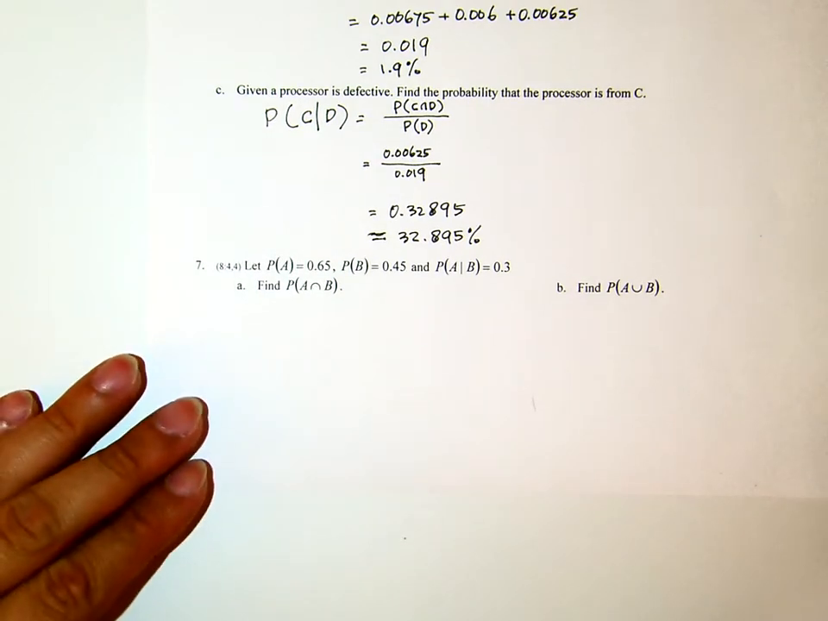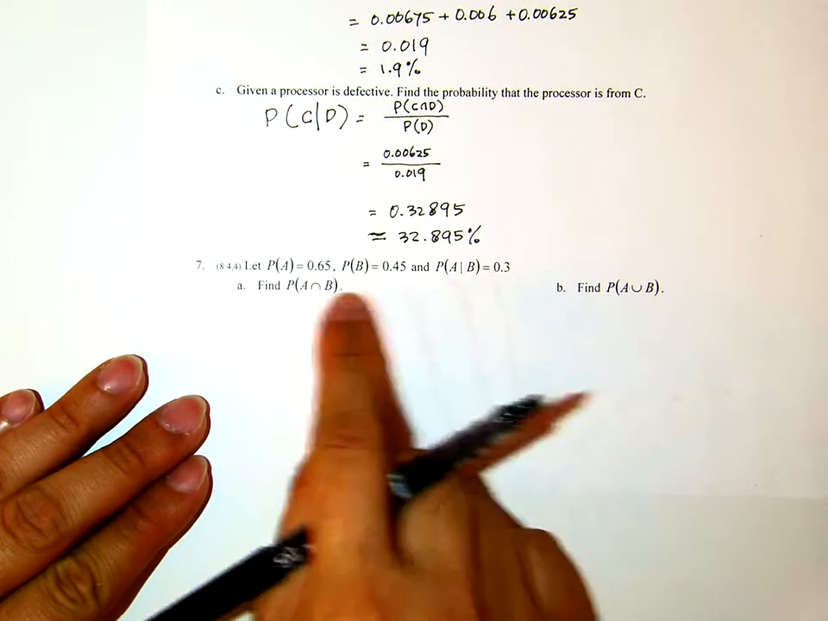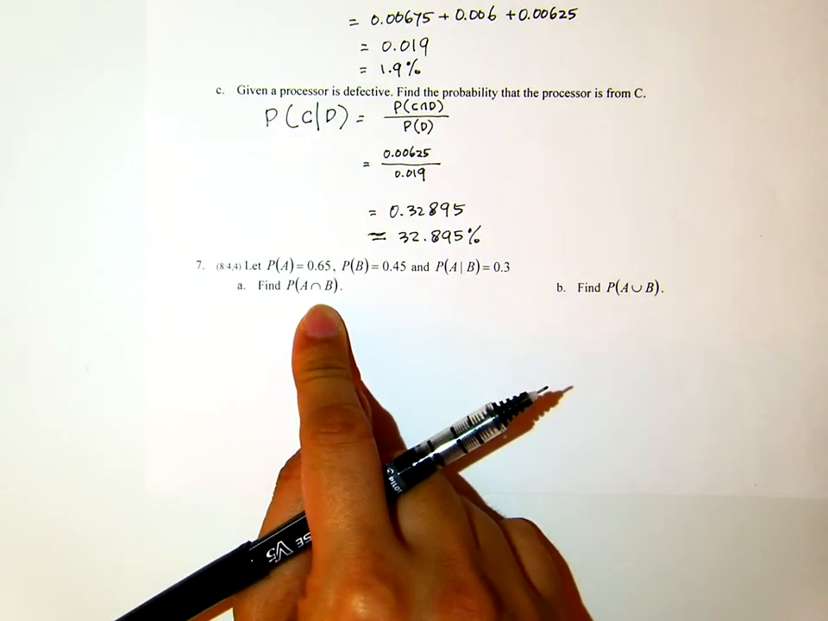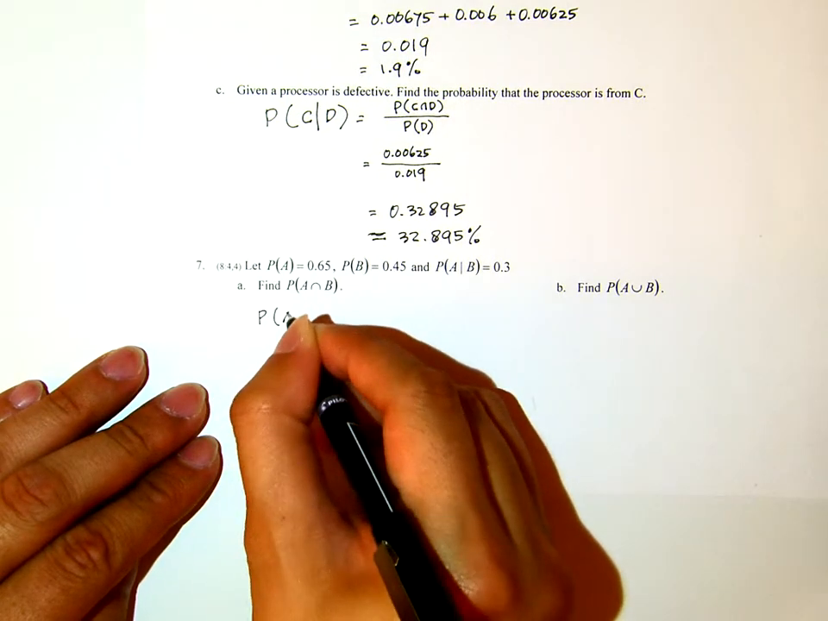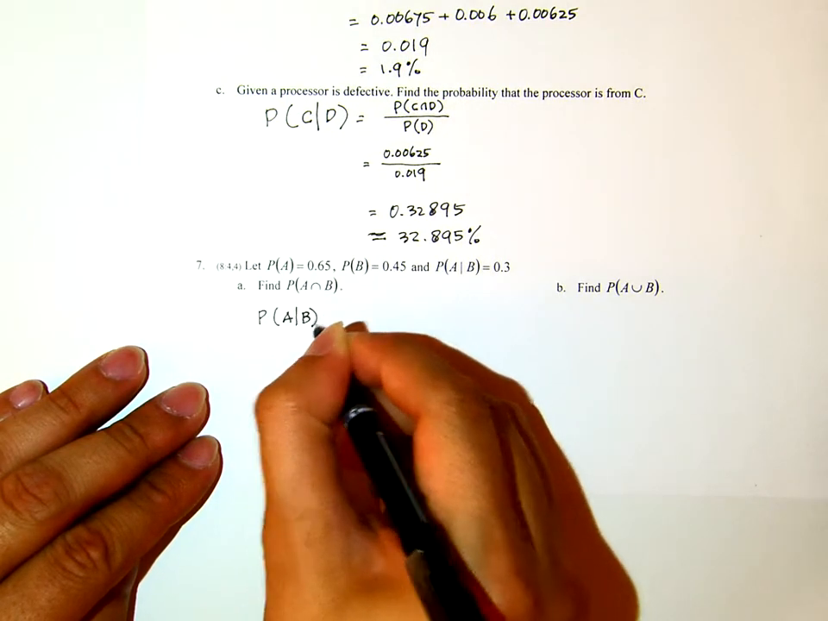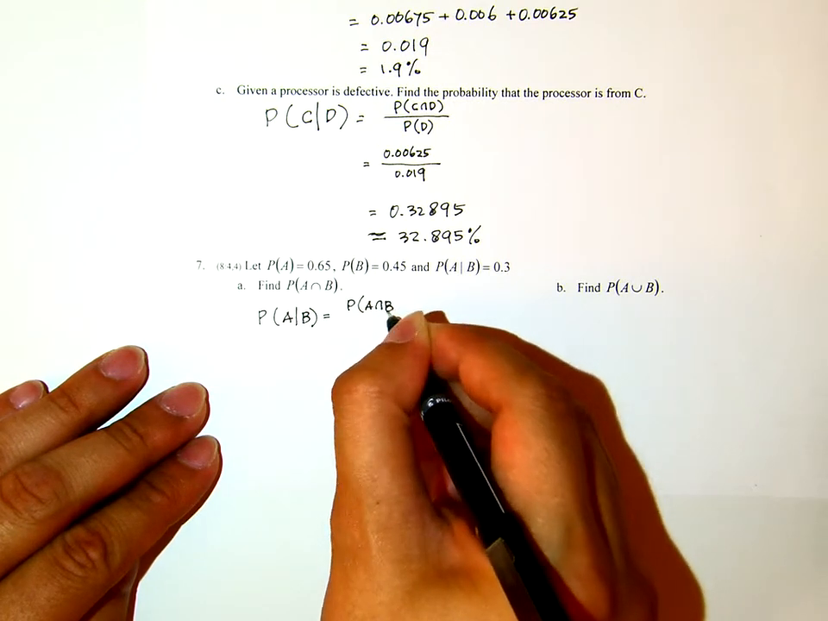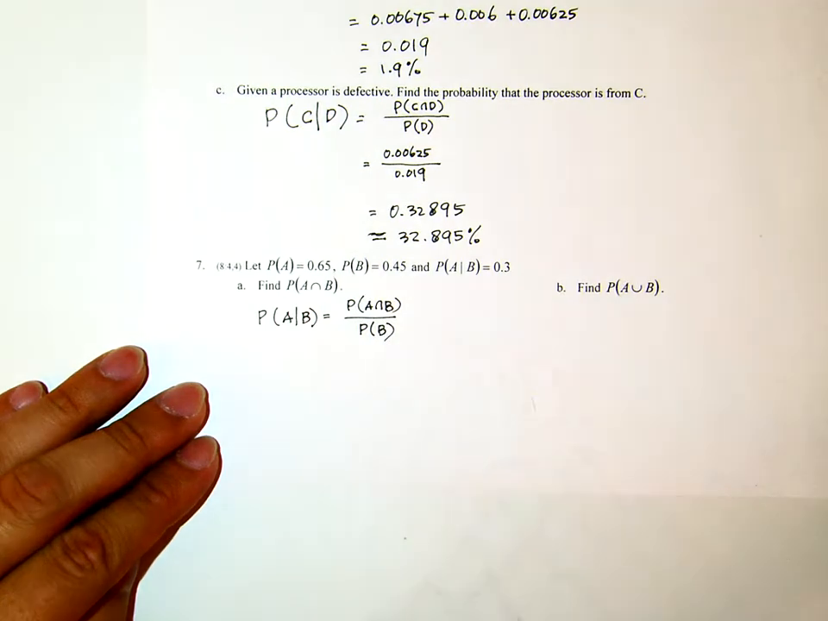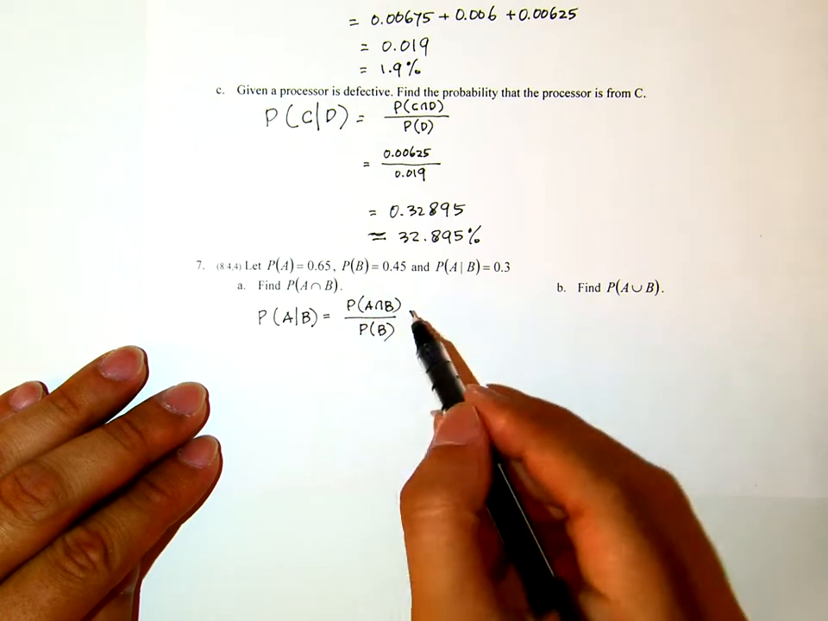I think what we should do first is to see which one of these pieces of information relates to probability of A intersection B. If we remember, the formula for probability of A given B equals the probability of A intersect B over the probability of B. Now, the numerator here is the one we are looking for.